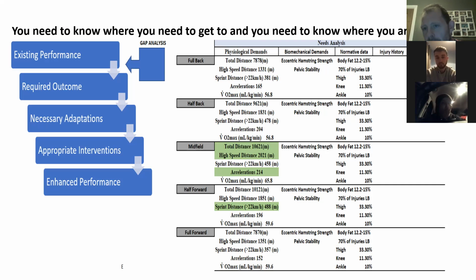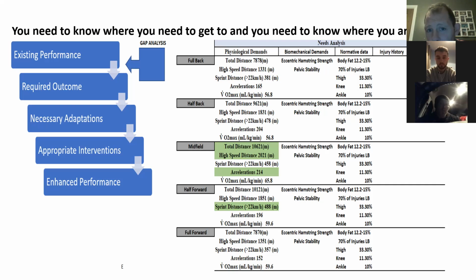Now, I don't have them put in there because they'll be very much individual and based around the individual athlete and the team's style of play, okay? So we know, right, that if you're playing in the full back line, you're going to be looking at a distance of about 7.5 to 8K a match.